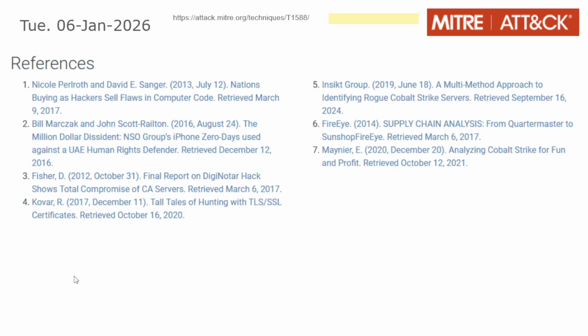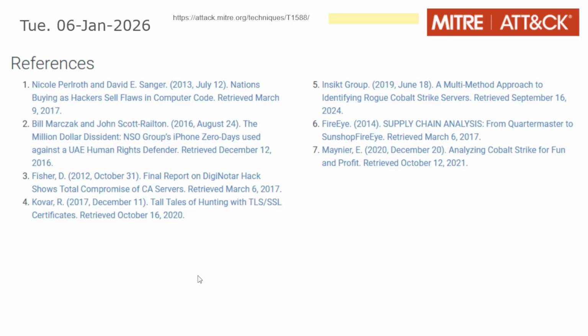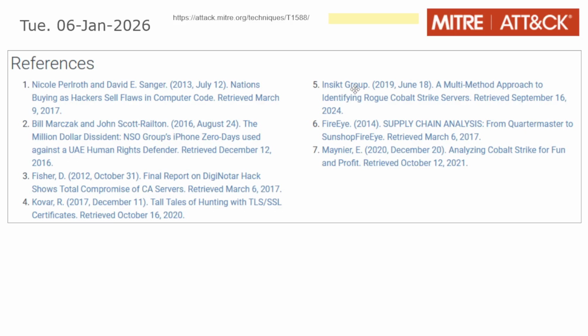Nicole Perlroth and David E. Sanger in 2013, quite a while back. Nation spying as hackers sell zero-day computer code. Yeah. Then Bill Marczak and John Scott-Railton, The Million Dollar Dissident, NSO Group's iPhone zero-days used against a UAE human rights defender. Yeah. What else? We have Fisher, Kovar, Insect Group, FireEye.